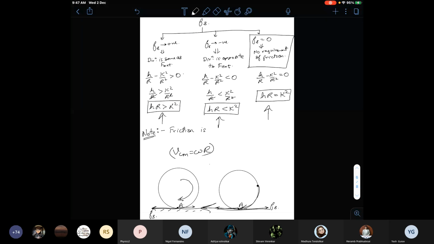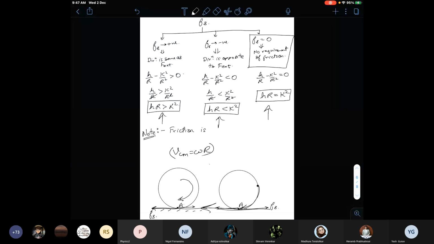Acha, you must be confusing. Why you are unable to understand this is because you must be confusing it that, sir, if F external is there, then definitely the friction will be opposing that F external. That is wrong. Okay, it must be there in your mind, sir, ki hamesha F external is opposing.